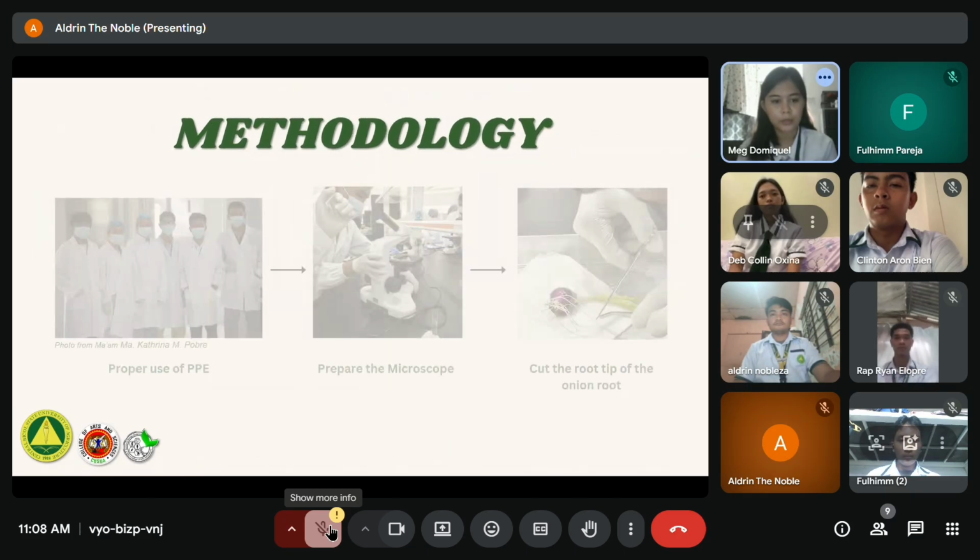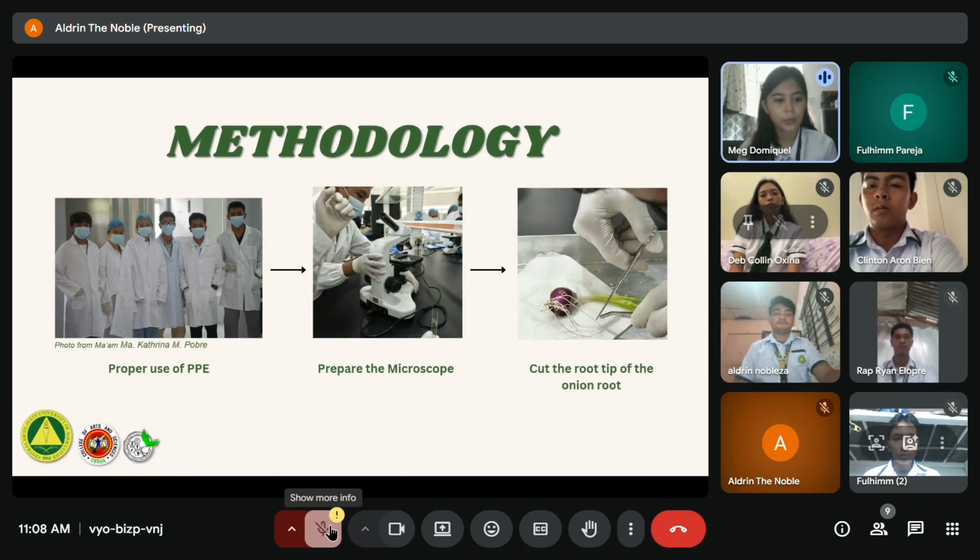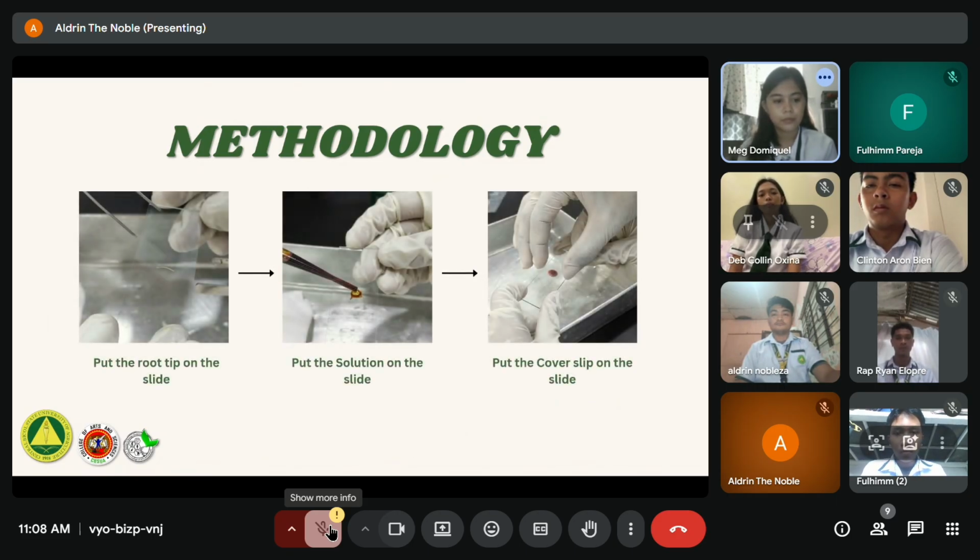Next slide, please. Next, we use proper PPE and we prepare the microscope. We cut the root tip of the onion. We put the root tip on the slide, put the solution on the slide, and put the cover slip on the slide. The next part of the methodology, Clinton will be discussing.